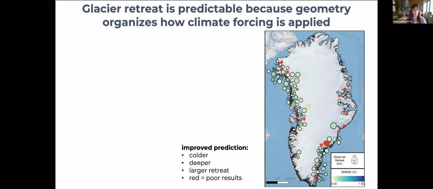When we look at our total population, this is the root mean squared error normalized against the amount of retreat that happened. And we see that we get more or less good results everywhere. The red results are ones that we discounted as poor. We find that we have improved prediction where glaciers are colder and deeper and they experience larger retreat. And that's largely because those glaciers are fitting within the training model that we built. We built a model that was skewed towards retreat, so we can do a better job when we have glaciers that are retreating a lot.